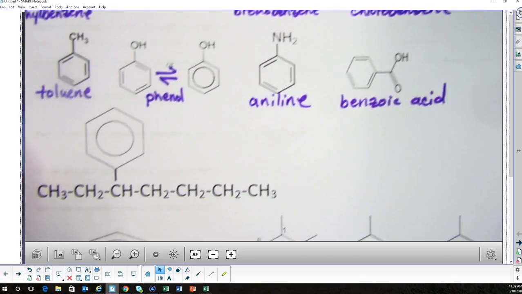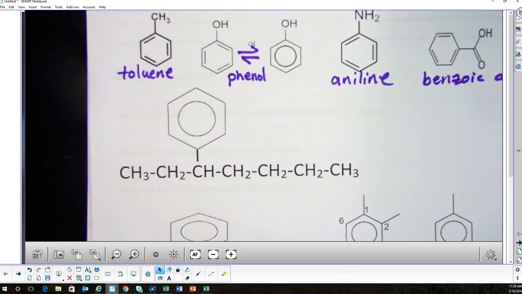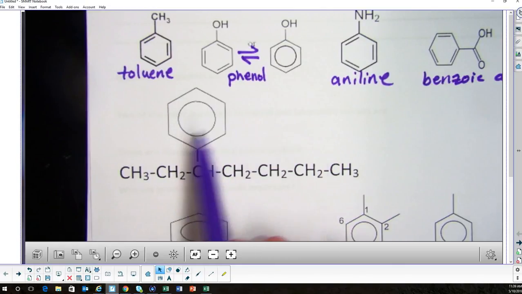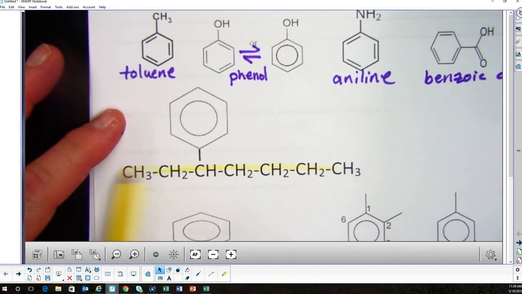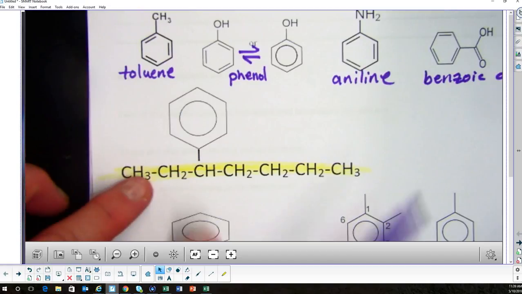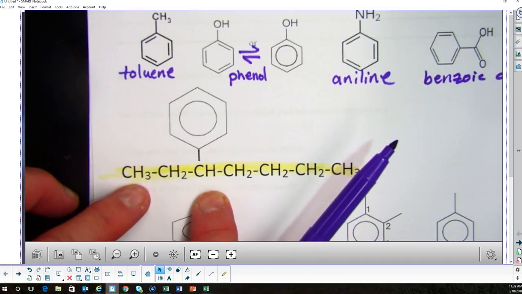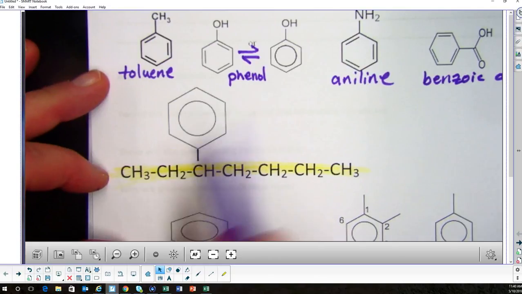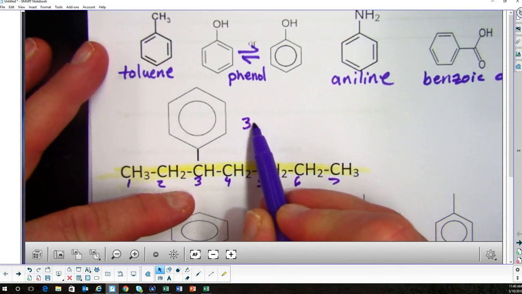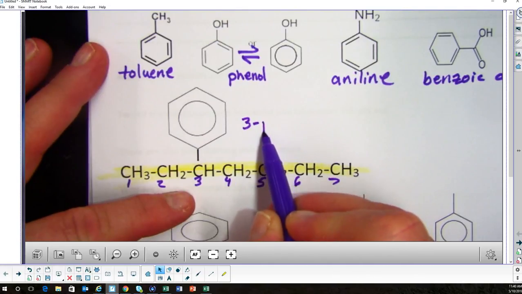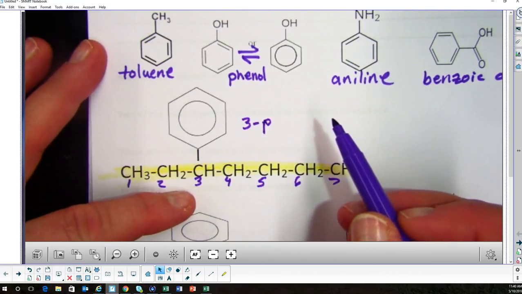Okay, so then we come down to this one right here. Now we have this long chain attached with a benzene ring. Well, we're not going to use the benzene ring as our main chain. We're going to use this as our main chain, because I don't know how to name this attached on the 3rd carbon, right? So we number this to get the lowest number there, so it's at 3. And when a benzene ring's attached, we just went over that a minute ago. It starts with a P. Anybody remember what the name was?